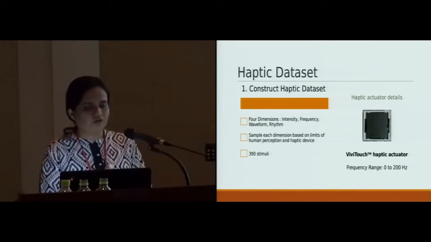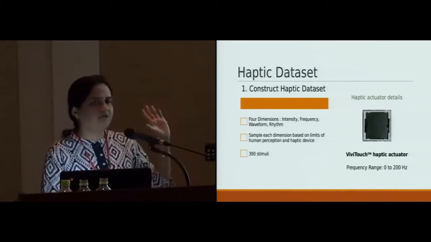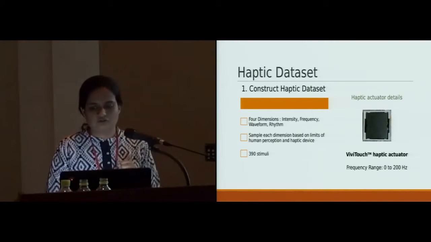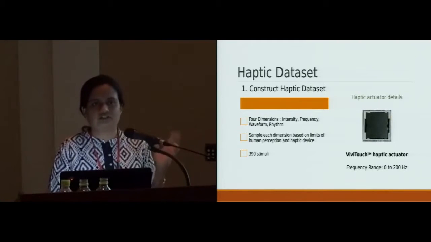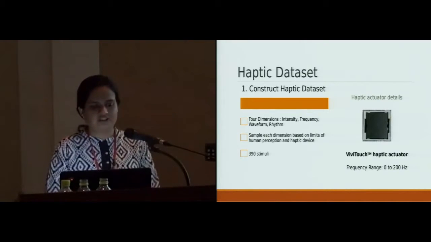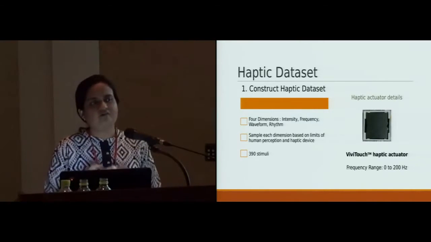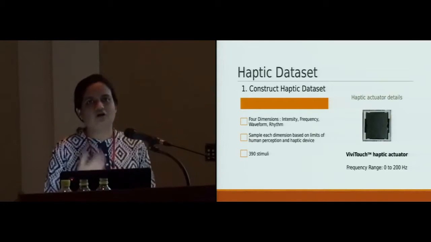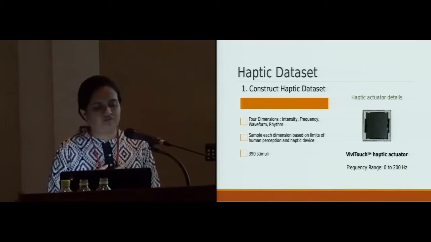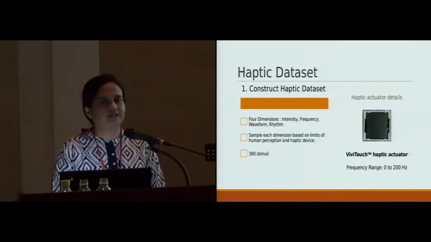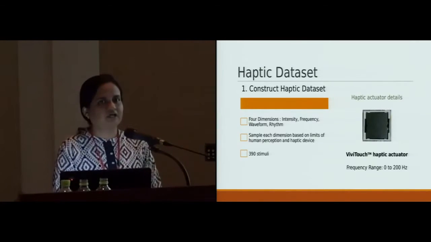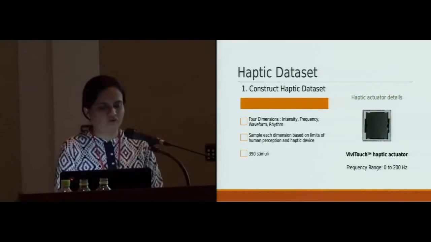So before I go into the details of the haptic dataset, we used in our experiments the Vivid Touch haptic actuator, the one you see on the right. This is a sufficiently broadband actuator with a 0 to 200 hertz bandwidth. So coming back to the creation of the haptic dataset, we first had to choose the dimensions along which we would vary the haptic stimuli. So we chose intensity, frequency, waveform, and rhythm. This choice was primarily dictated by work in existing literature on haptics. The details are in the paper, but I won't go into them now.